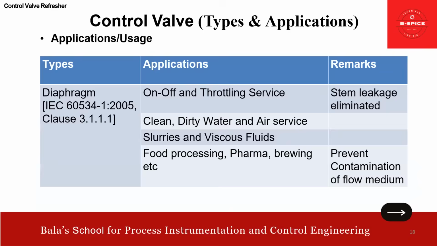Then we move on to the diaphragm type valve. It complies with IEC 60534-1:2005, clause 3.1.1.1, and is used for on-off and throttling service. The advantage is that stem leakage is eliminated completely. It is used for clean and dirty water, air service, slurries and viscous fluids, and predominantly in food processing, pharma and brewing, because it prevents contamination of the flow medium. So that's why it's predominantly used in food processing. This is about diaphragm application.